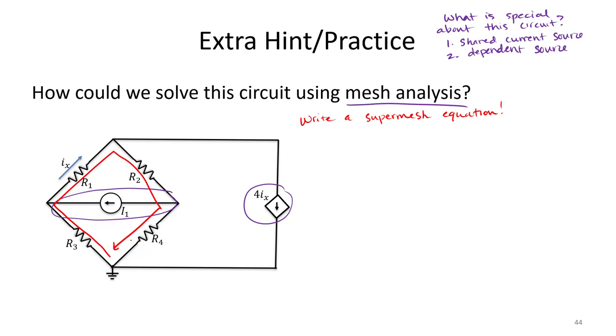So in this case, we can write that the voltage drops across all of our resistors must all sum to 0.